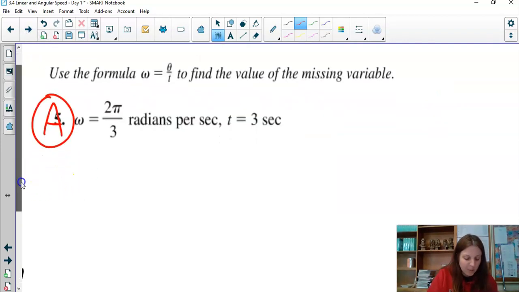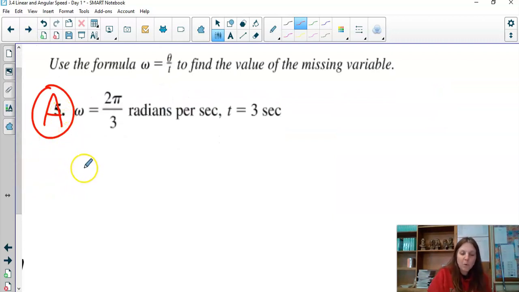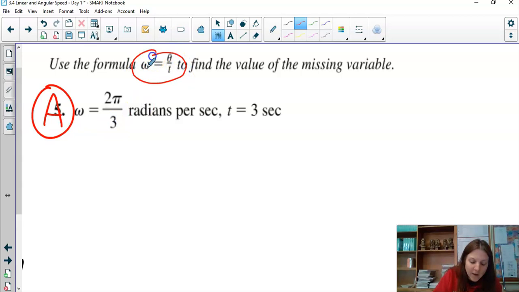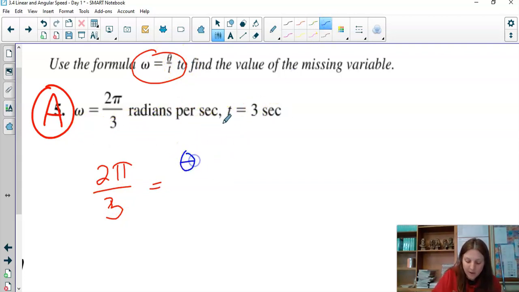So let's look at example A. This is number 5 out of your book. We're going to use this formula, omega equals theta divided by the time, to find the value of the missing variable. So I'm going to start by plugging in what is given. The omega is equal to 2 pi over 3 radians. We don't know theta. Do you see how theta is not given here? So I'm going to put in theta like that. And I'm dividing by the time, which is given, 3 seconds.